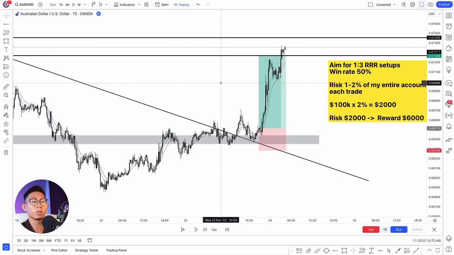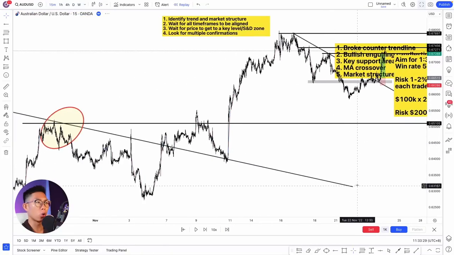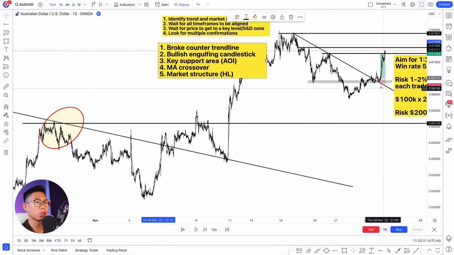So like I said, this is more of an intraday or swing trading strategy, so it's going to be a little bit different. For example, a scalper is not going to be entering this trade because this takes at least 1 day to play out. So yeah, I just want to give you guys a whole overview of my entire trading strategy.